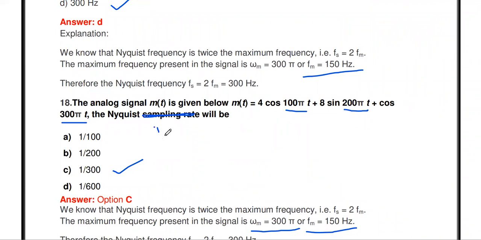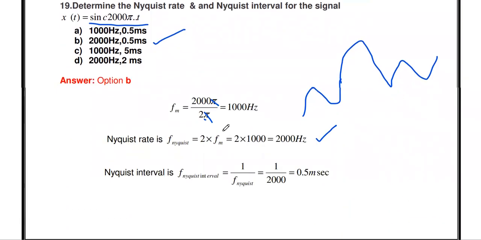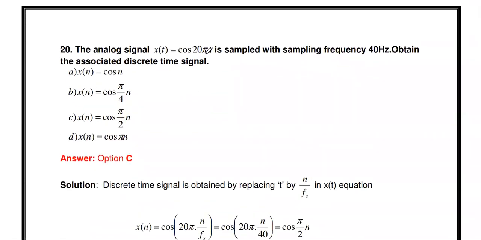Okay, so the question is, the Nyquist interval will be, what is the answer? This is not the sampling rate, this is the Nyquist interval. So the Nyquist interval is 1 by 300 seconds.